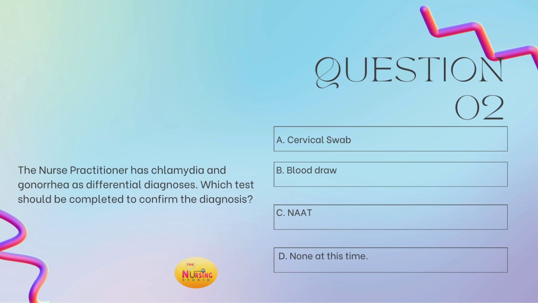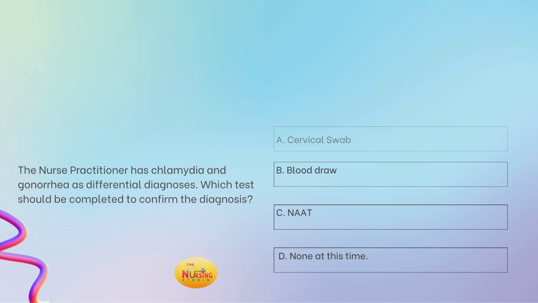So, stem of the question here is which test should be completed to confirm this diagnosis? So, when we are looking to confirm chlamydia, gonorrhea, and most STDs/STIs, the proven gold standard diagnostic exam now is C, your NAAT, also known as NATs. Okay, so C is your best answer.